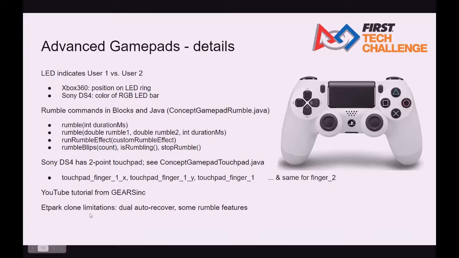The inexpensive ETPark clone has some limitations. It cannot do a full dual auto recovery because they lack a unique serial number. And the ETParks react differently to some rumble commands.